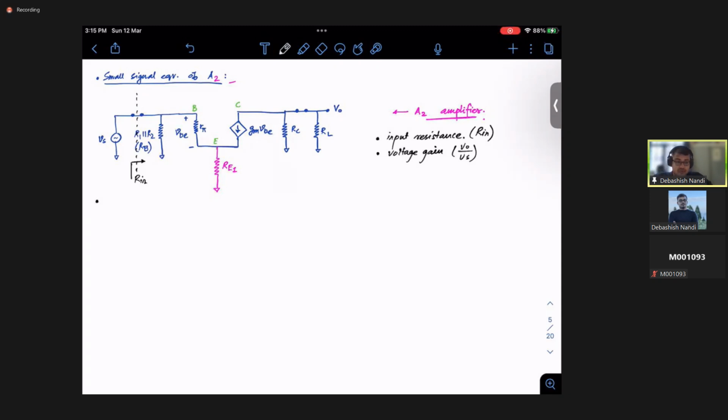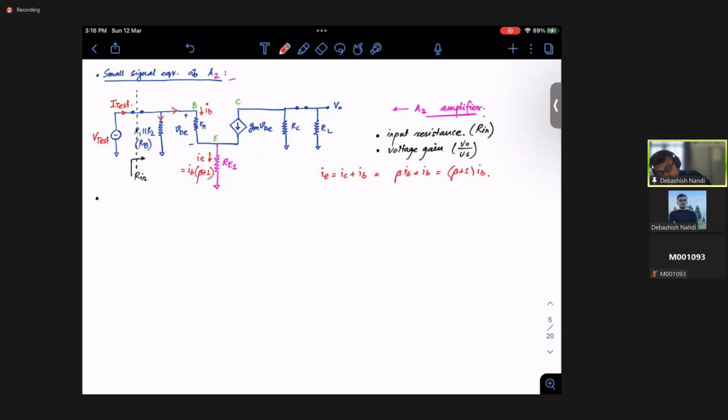As you know, to find this input resistance, I will simply remove this Vs and apply a V test here, and I will check my I test, and the ratio of V test by I test will be my Rin, right? So this I test is flowing here. This current is my IB and this current is my IE. So IE I can write as IB into beta plus 1, right? Because your IE is IC plus IB, that is beta IB plus IB, that is your beta plus 1 into IB, right? This is your total I test, right?